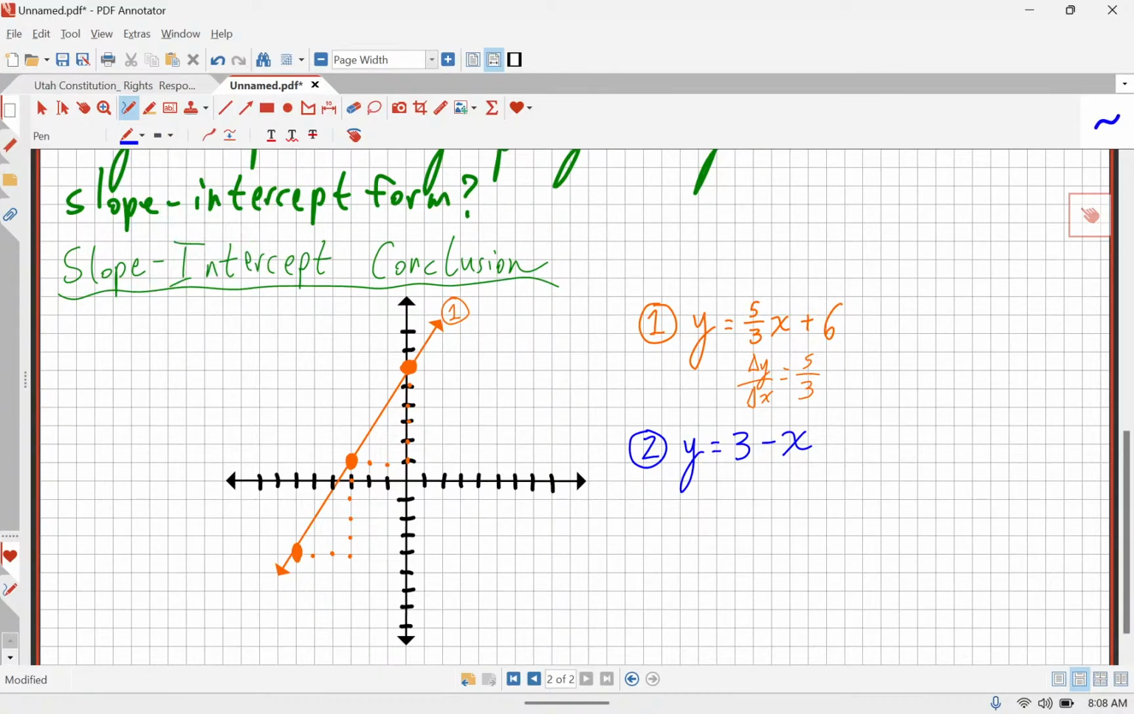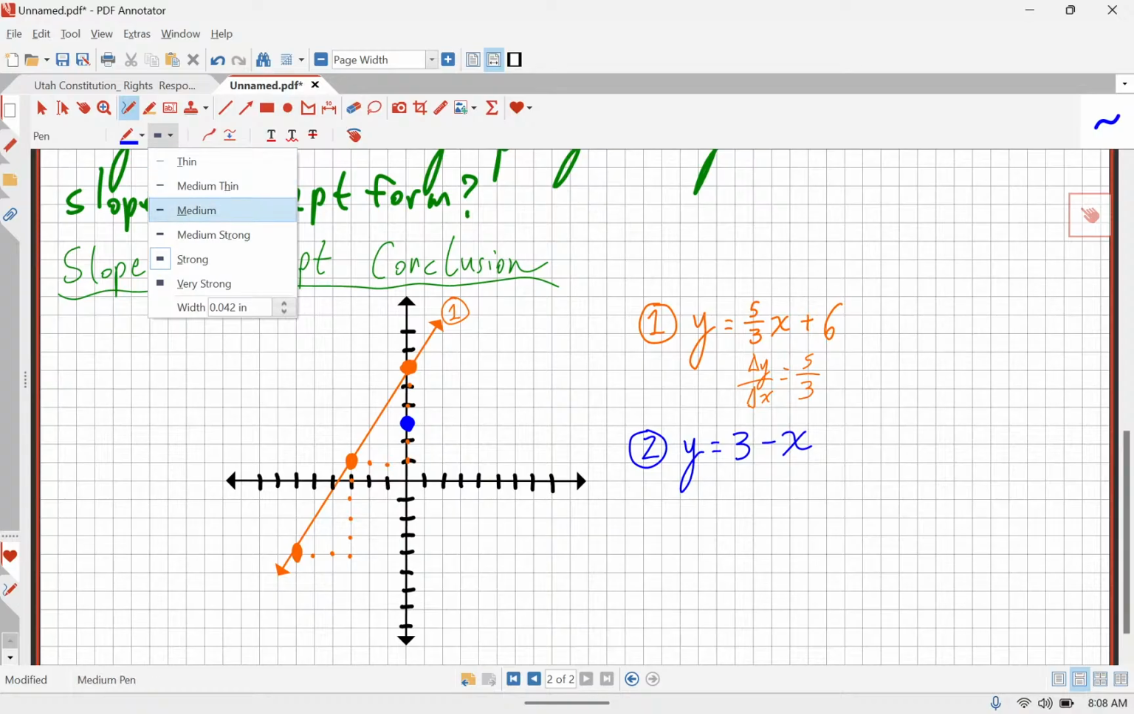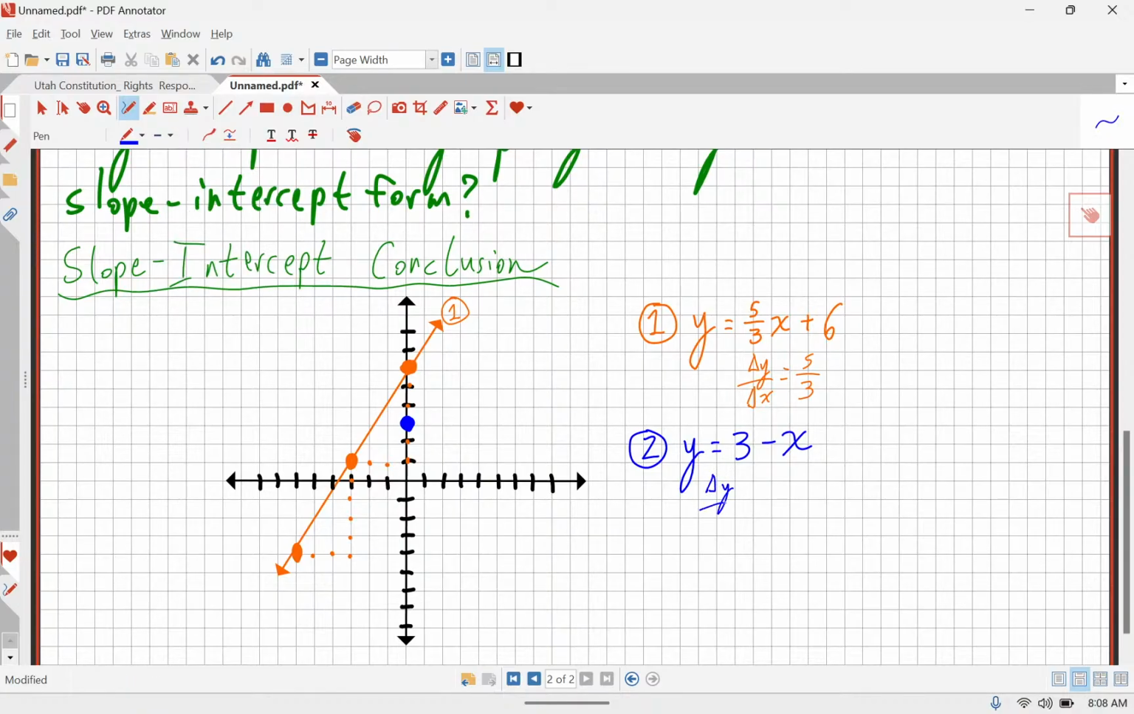Let's start with the easy part. Izzy, where does this want to start? +3. 1, 2, 3. Now, Izzy, what is my change in y over change in x going to be? Beautiful. Guys, there is a secret 1 sitting in front of this x. I can turn it into a fraction by putting a 1 under it. So if there's nothing in front of the x, it's a 1 over 1. Why is it negative? Because I'm subtracting it.